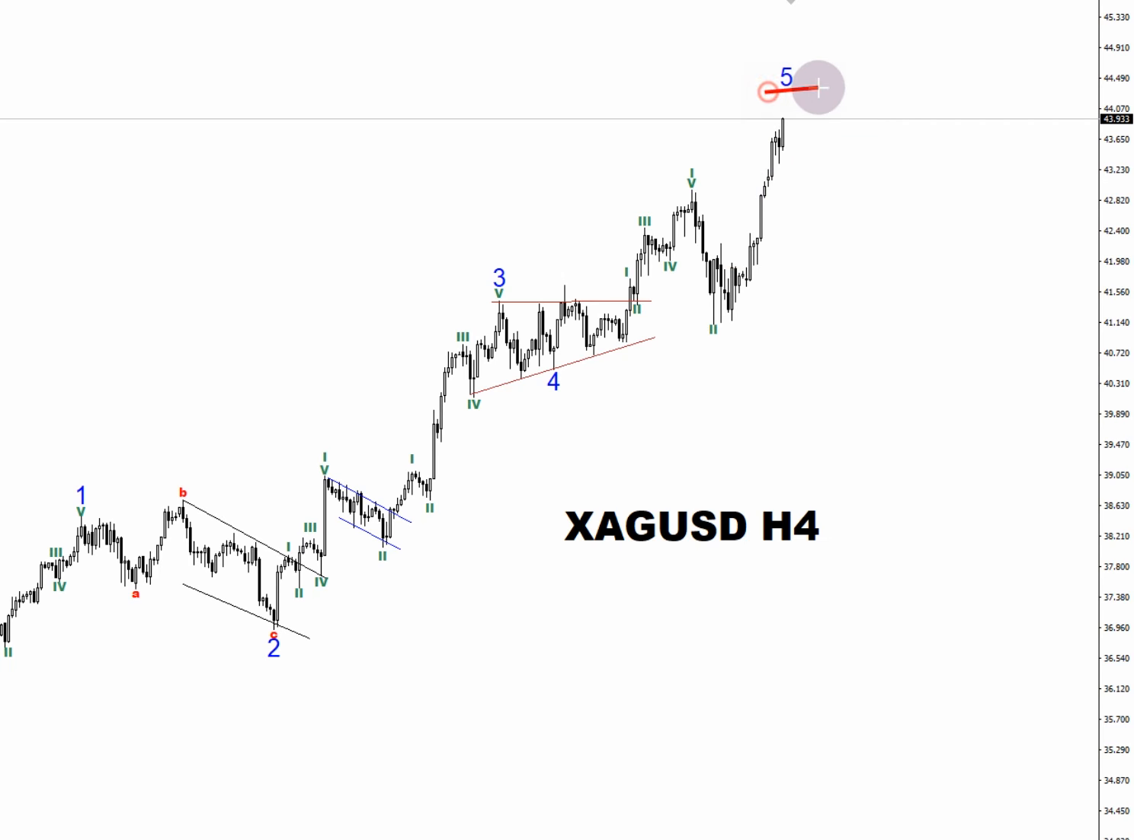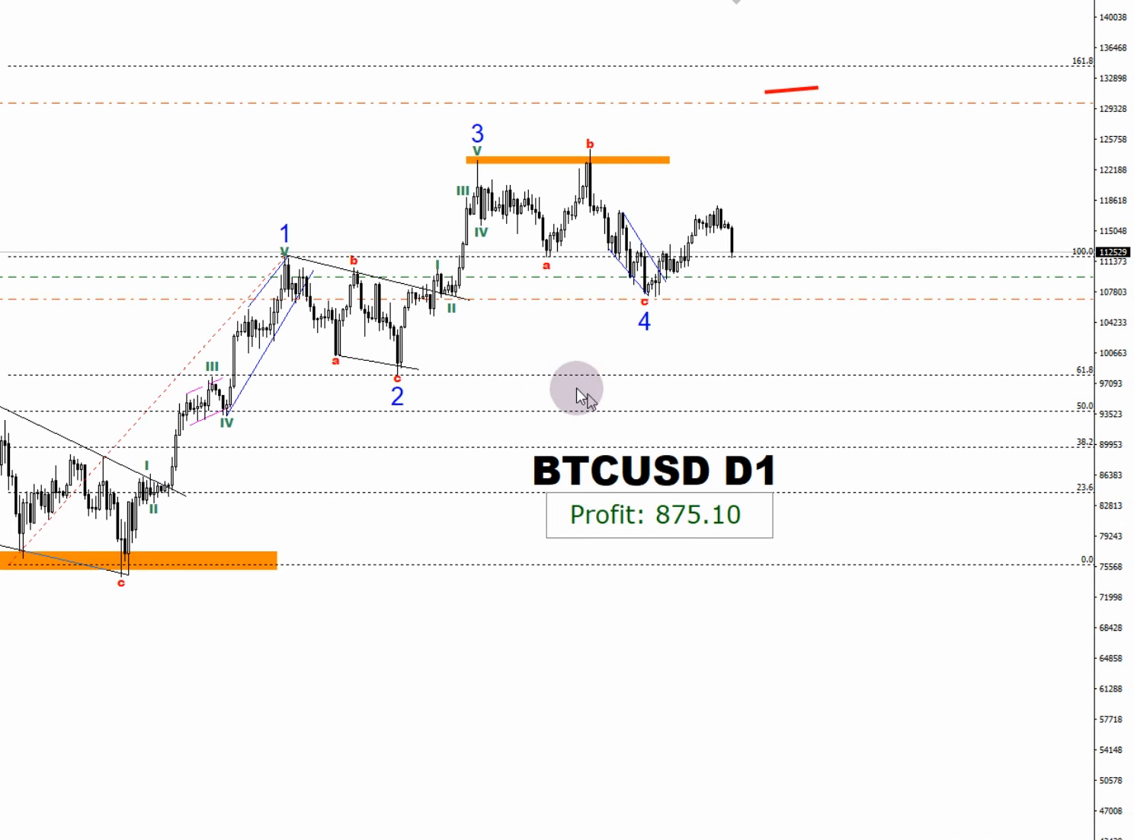The 5-wave pattern continues here. Let's move on and take a look at the cryptocurrency market. Today, let's consider Bitcoin in the cryptocurrency market. I currently hold open buy positions in Bitcoin. Do you remember my previous live streams? I'm holding buys for the fifth wave.